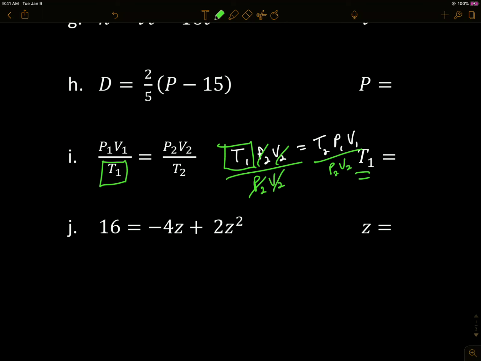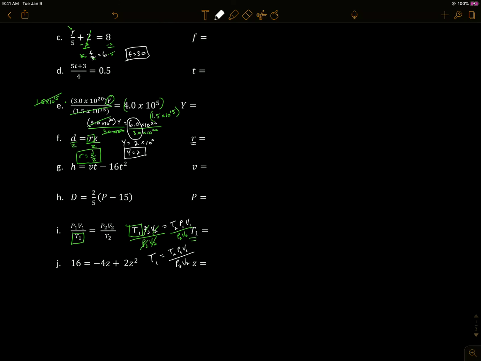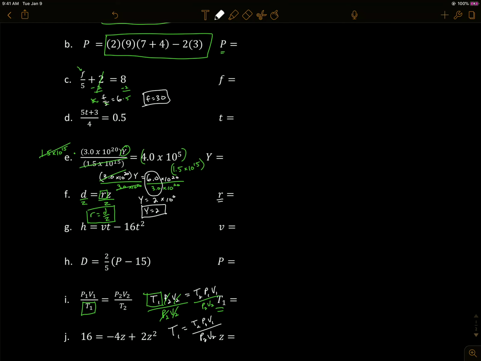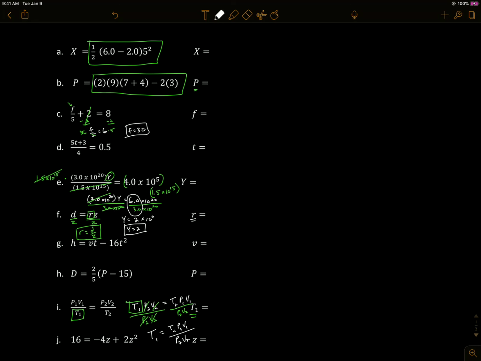And you can't cancel the p's. You can't say p sub 1 divided by p sub 2 are the same thing and they equal 1, because they could be different values of p. So that's solving literal equations. I did a couple there with you. You're going to do the ones that I didn't do and then also complete the extra practice I gave you.